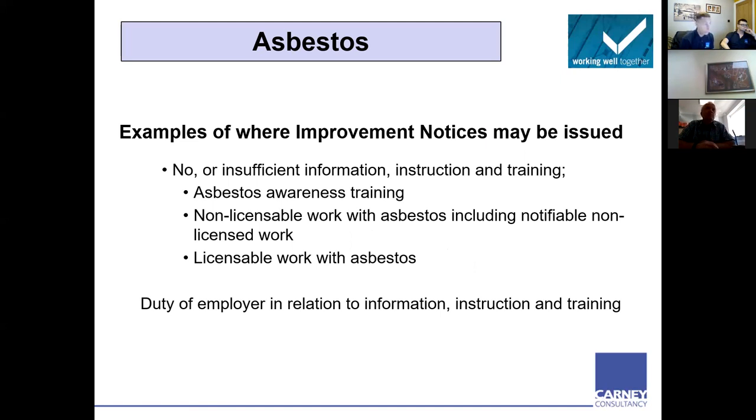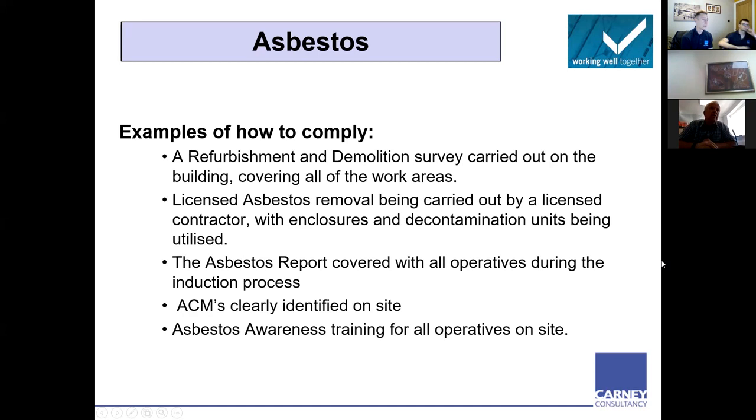Non-licensable work with asbestos, including notifiable non-licensed work, and licensable work with asbestos. So the duty of the employer in relation to information, instruction and training is that it must be in place. Simple as that. So how do we comply?